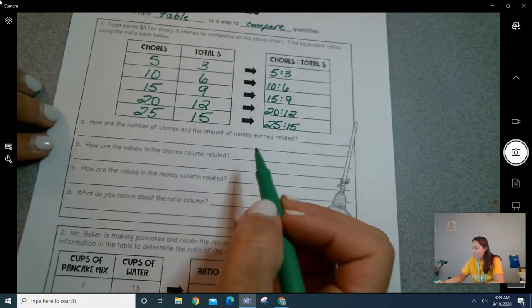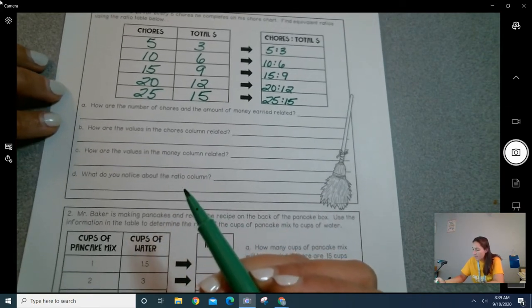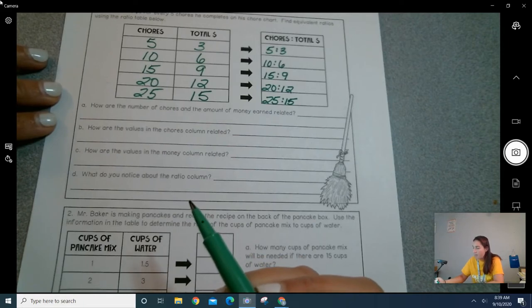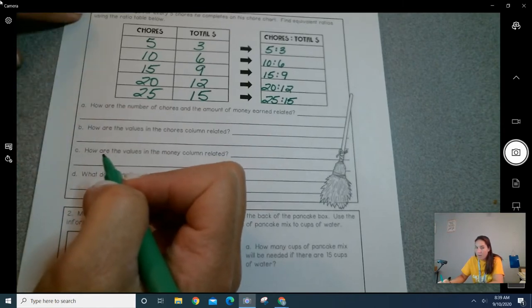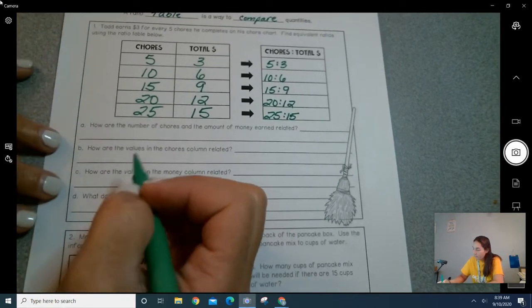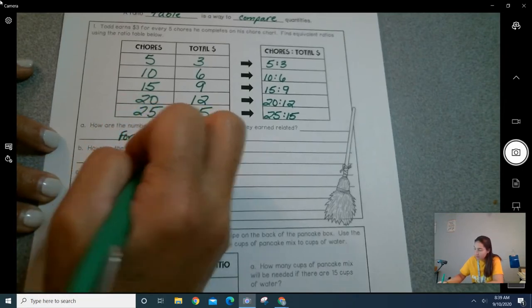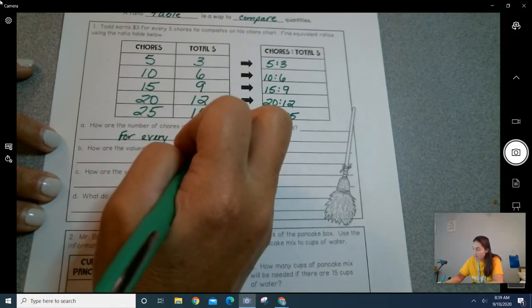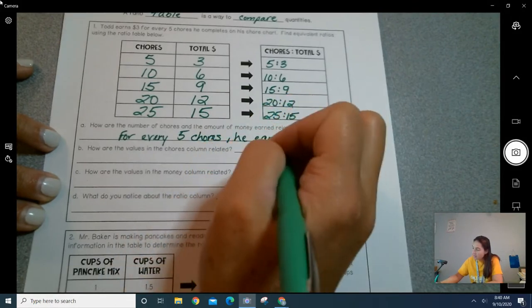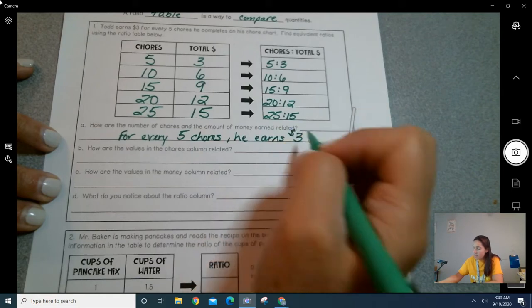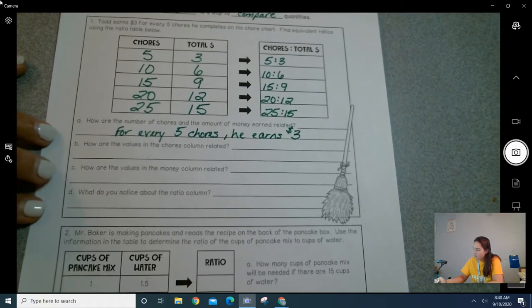The next thing we're going to do is answer these questions, and that's going to tell us a little bit more about this chart on the top. So for A, it says, how are the number of chores and the amounts of money earned related? Well, we already know from what they told us in the problem and from looking at the chart that for every 5 chores, he earns $3. Okay. Oh, sorry, I hit my camera. For every 5 chores, he earns $3.